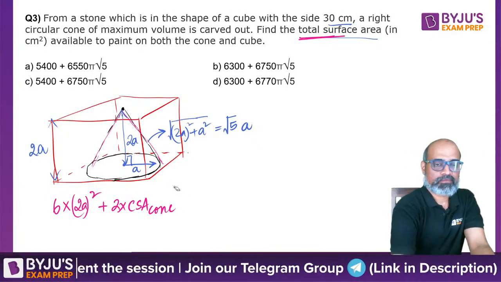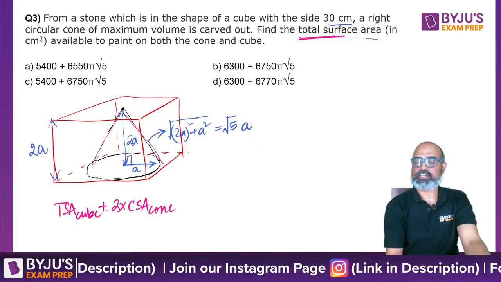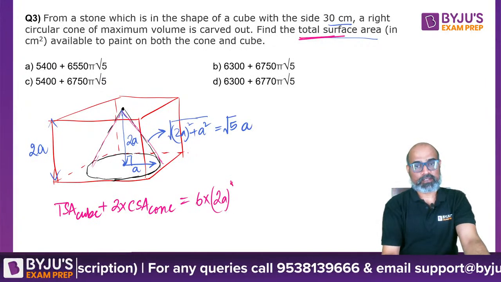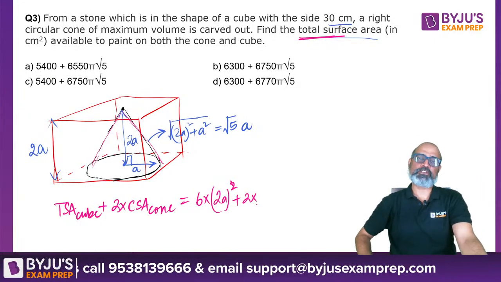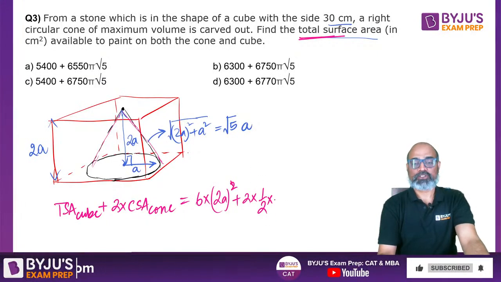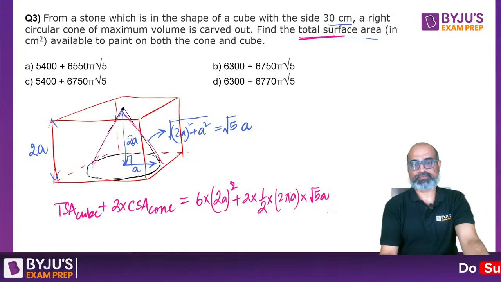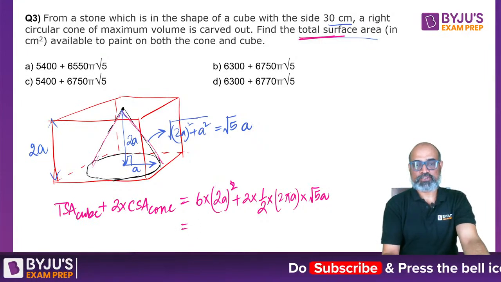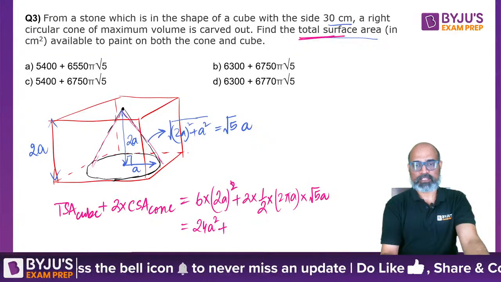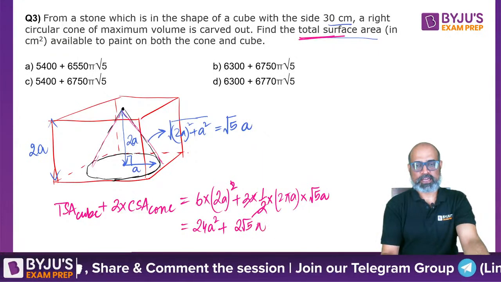Now, instead of this, let's write down the total surface area of the cube, or just the surface area of the cube. So what is the total surface area of the cube? This is 6 times side square plus 2 times. How do you calculate the curved surface area of a cone? The curved surface area of a cone is given as half into base perimeter. So the base perimeter is going to be 2 pi a into slant height, and slant height is root 5 a. So if we simplify this, this is going to be 4 into 6, 24a square, plus 2 root 5 into pi a square.